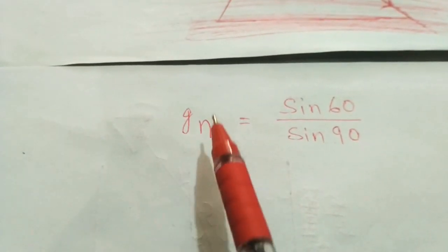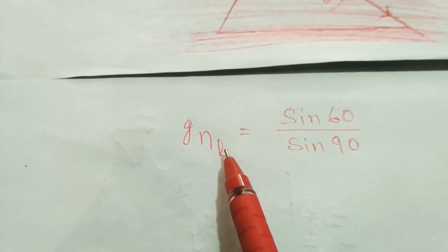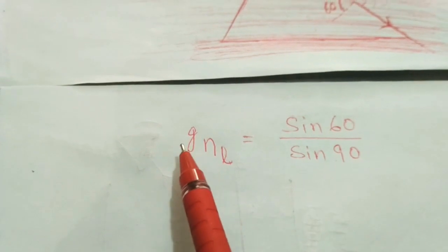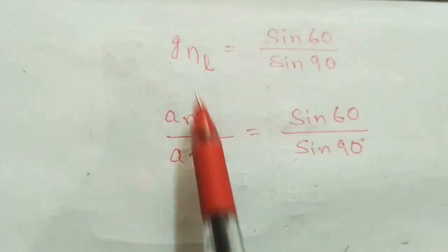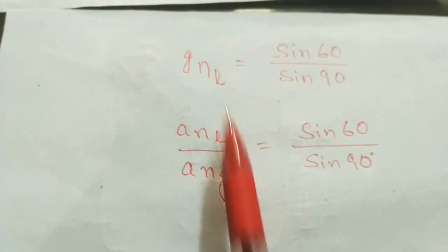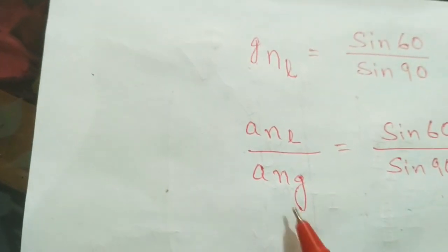In the starting, I told you GNL means the ratio of two refractive indices, the refractive index of liquid upon the refractive index of glass. This can be written as, the second medium liquid ANL, first medium glass ANG, sine 60, sine 90. And the question says, find the refractive index of this liquid, means we have to find what? ANL.